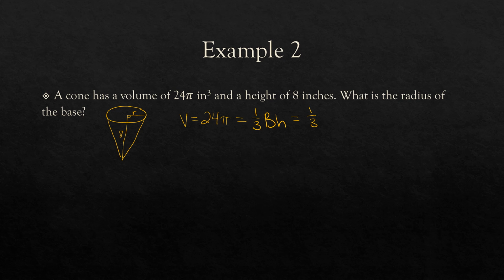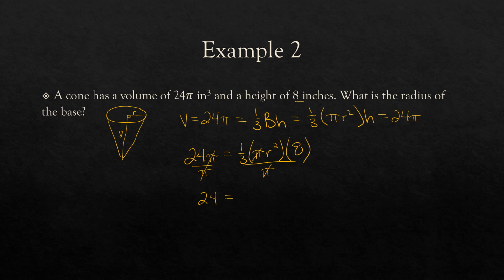So 1/3 pi r squared times the height. Now I'm going to plug in what I know and set it equal to 24 pi. So 24 pi is equal to 1/3 pi. I do not know my radius, but I do know my height. My height was 8 inches. Since everything's multiplied together, I can divide by pi on both sides. Now, I wouldn't ever divide by a variable, but pi is a number, 3.14. So dividing by pi cancels pi on both sides.